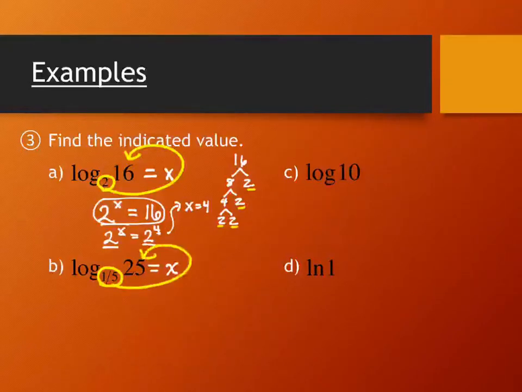All right, so we're going to circle the base and draw the arrow around. So my base is 1/5. Power is x, and it equals 25.